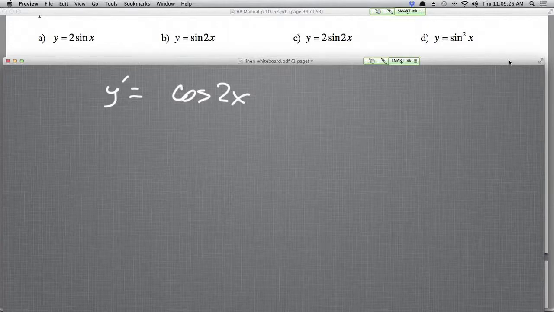Chain. The chain rule. So the chain rule tells me I've got to take the derivative of sine. The inside stays the same, but then I have to multiply by the derivative of the inside. So that's where the 2 comes from, because I've got to multiply by the derivative of 2x, and the derivative of 2x is 2. So you do chain rule on that? So I do chain rule on that.